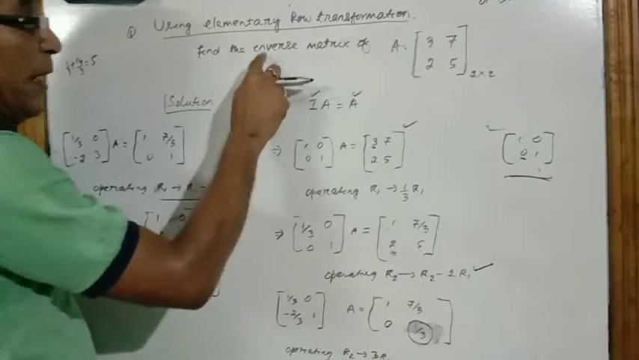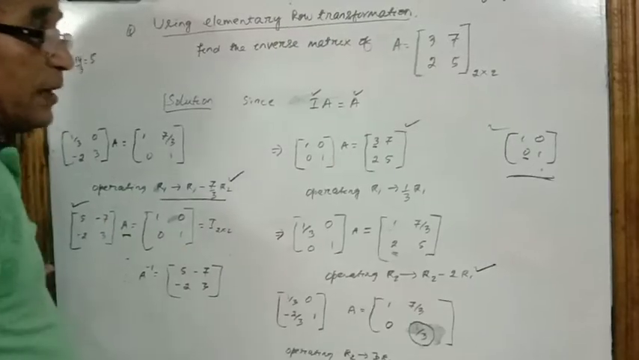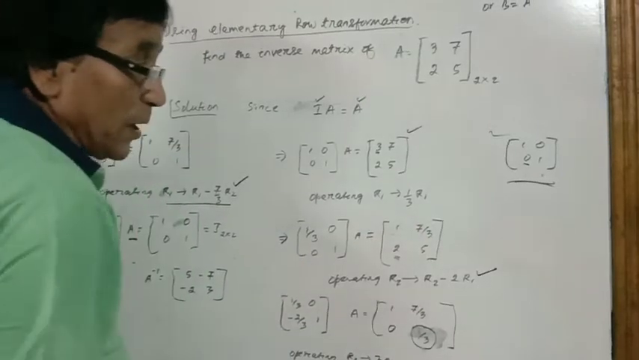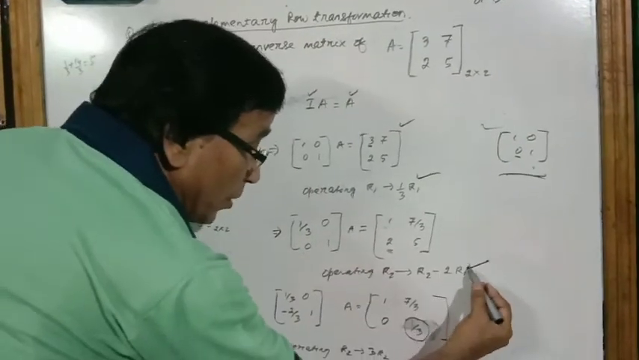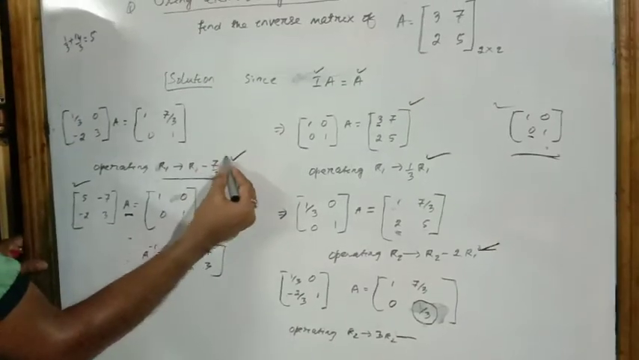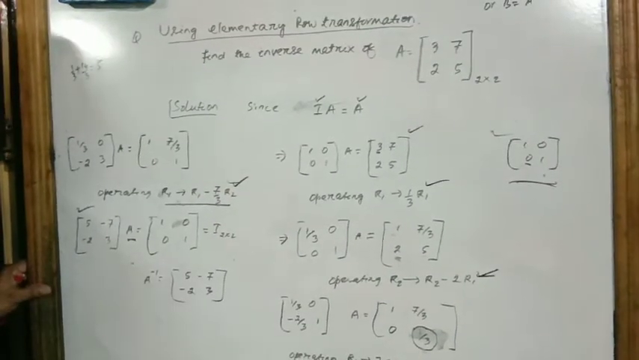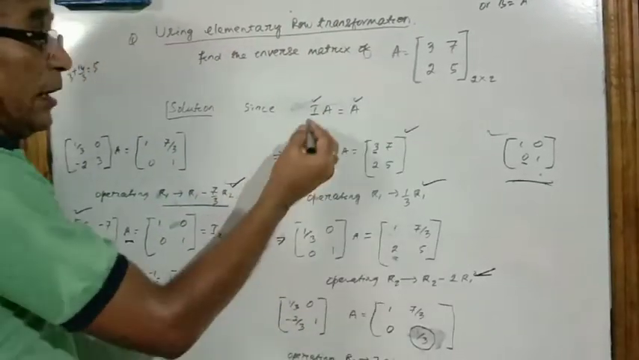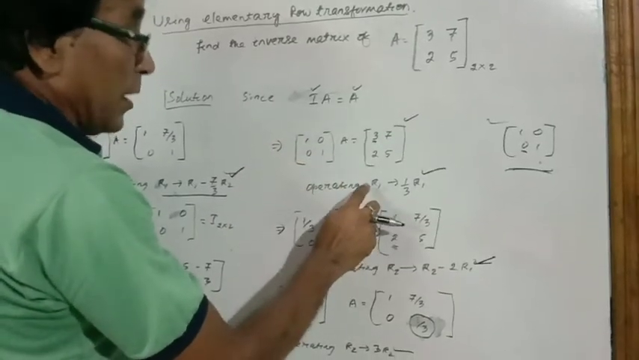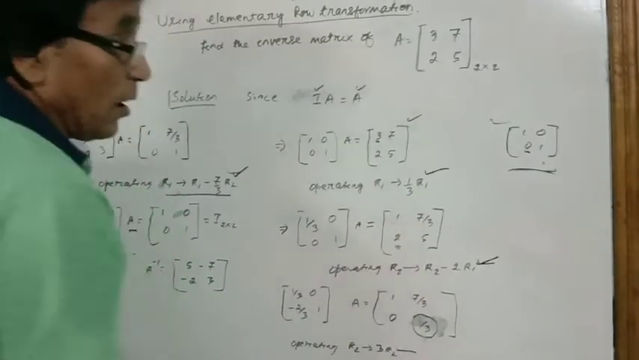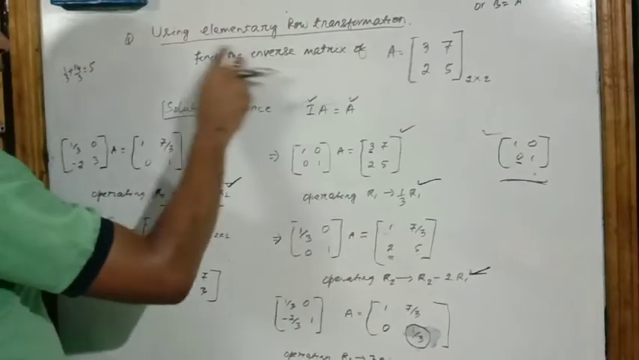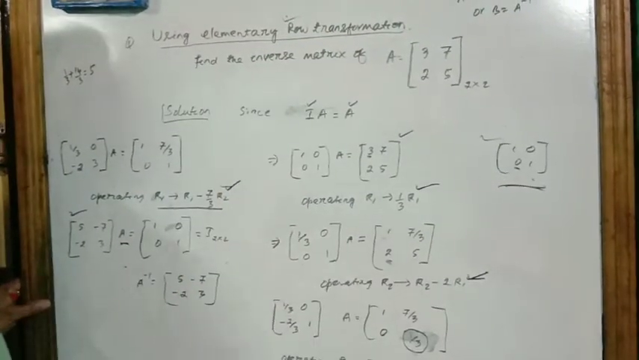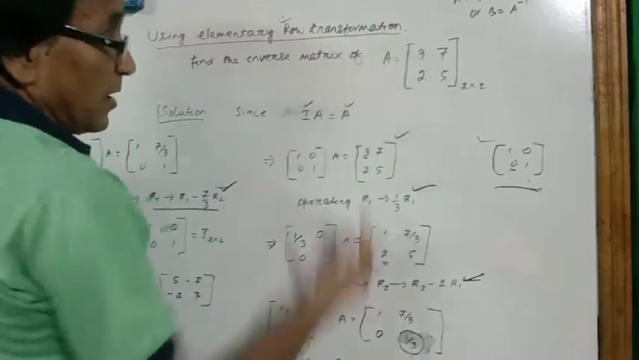So whenever you are to find the inverse matrix using elementary row operation, you cannot take column operation in that problem. You are always to use row operation. When you find the inverse matrix using elementary column operation, then only you take column operation. So it is the inverse matrix of A using the elementary row transformation. Again we will solve the same problem using column transformation.